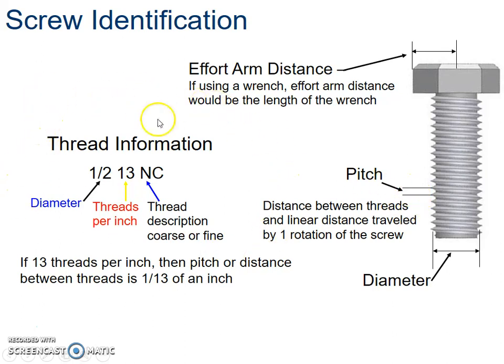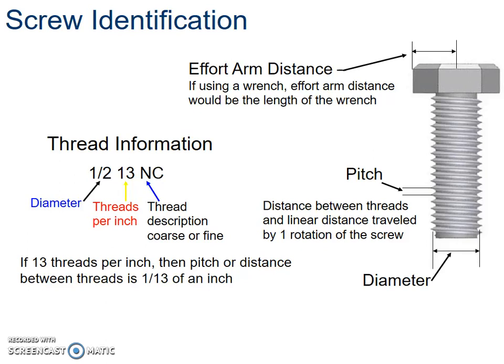In screws, we have this number. Every single screw has a set of numbers and letters associated with it. The first one is its diameter. In this case, it's in inches. This one is its pitch, its threads per inch. And NC describes what kind of thread it is.